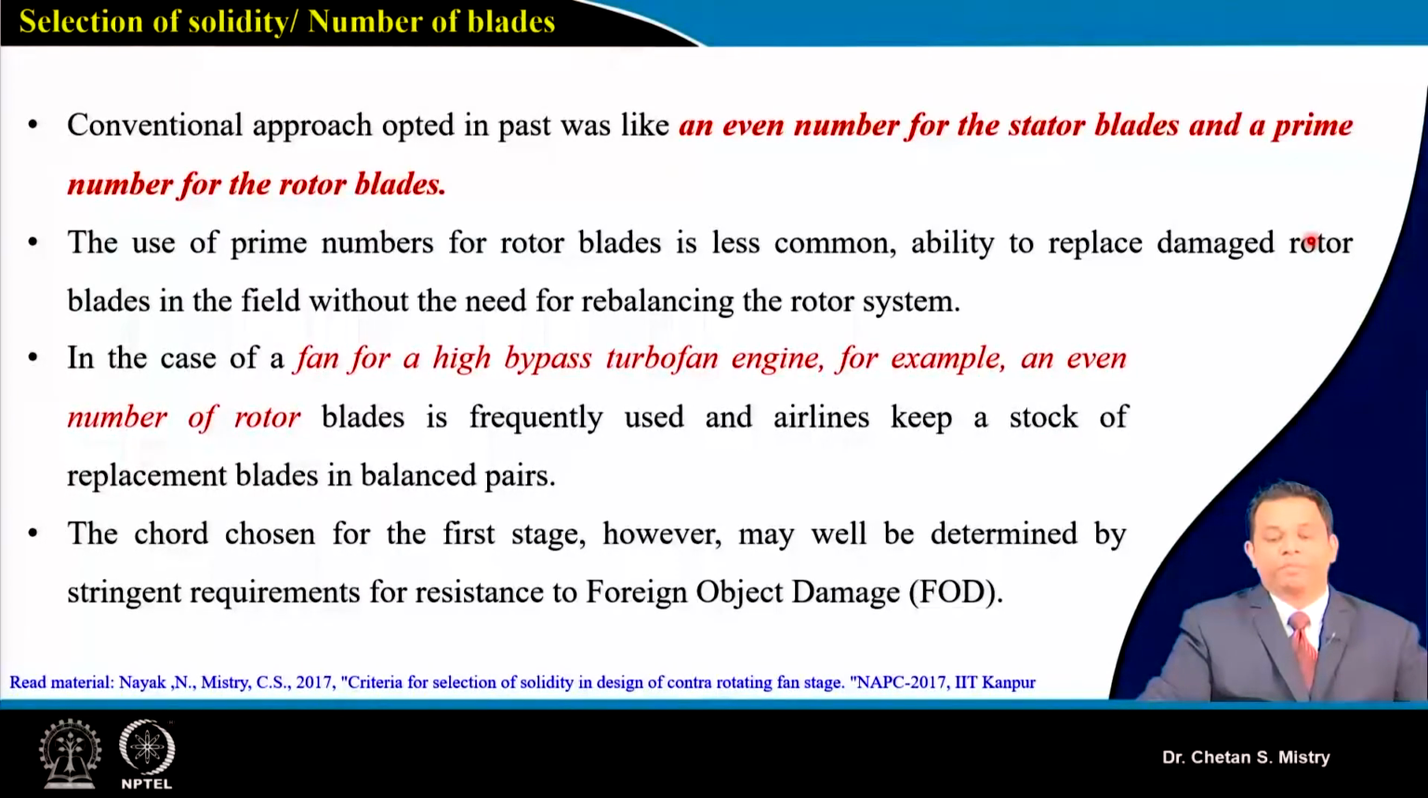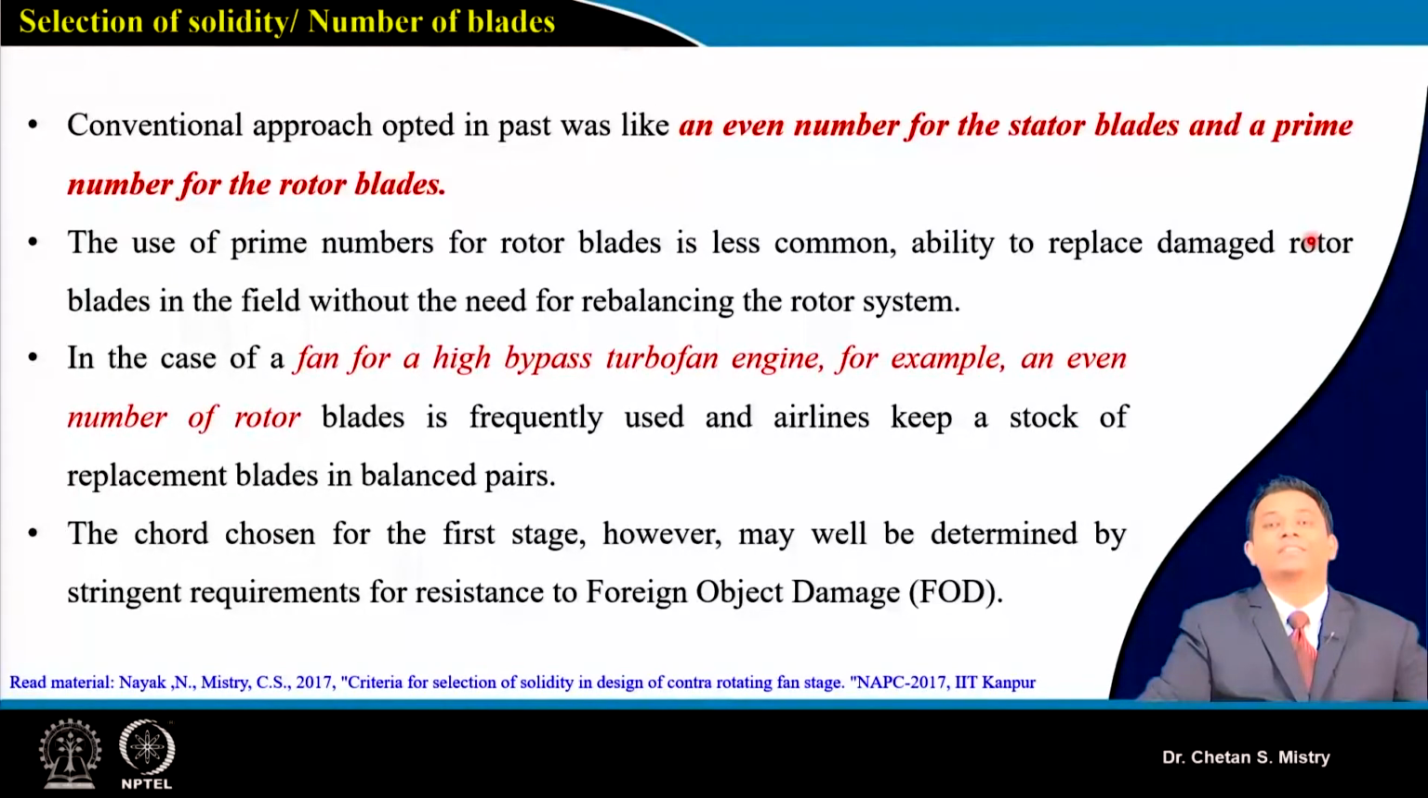So conventionally in the past, people used to select an even number of stator blades and a prime number of rotor blades. That was not that logical in that sense, but based on understanding and study, they came up with this kind of configuration. Now, with a prime number of rotor blades, if one of the blades fails, then we need to replace that blade, and that may require balancing again, which is a time-consuming process, if we are considering aero engine applications where time is also a major concern.